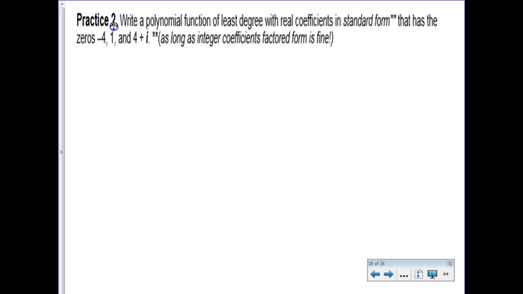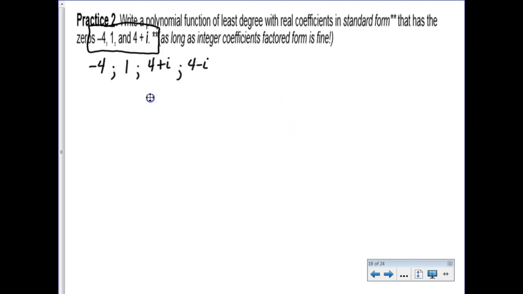All right, guys, right now it looks like I have 3 clues, but one would argue you actually have 4 clues. Tell me why. So there's a 0 at -4. There's a 0 at 1. There's a 0 at 4 plus i, or where else is there a 0? 4 minus i.